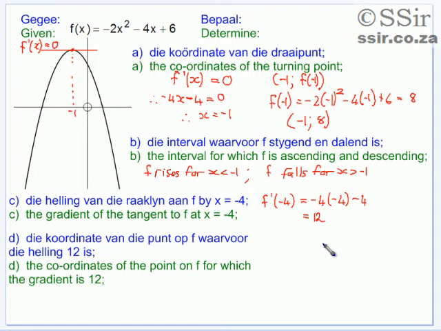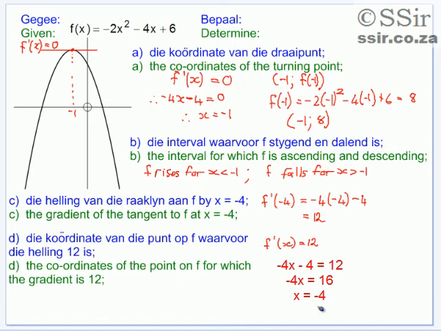Determine the coordinates of the point on f for which the gradient is 12. f dash of x gives us the gradient, so f dash of x we equate to 12. f dash of x is equal to minus 4x minus 4, which equals 12, and this gives us an answer of x equal to minus 4.